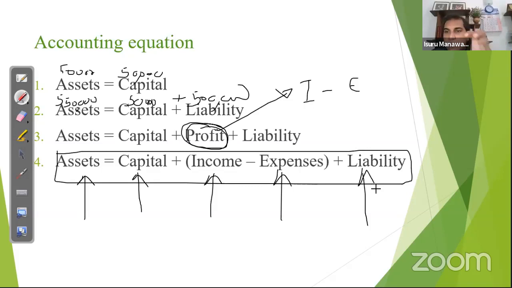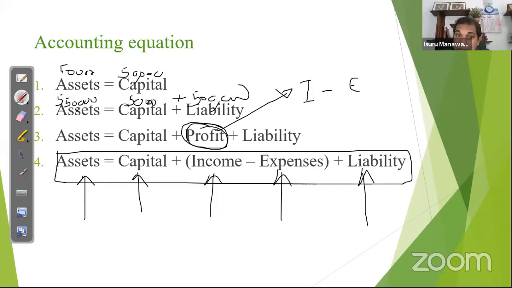Already we mentioned one example, that is, bank loan. Then creditors, we can say creditors. Those are a couple of examples for liability. Okay, now I'm going to discuss, I hope you understood this accounting equation.